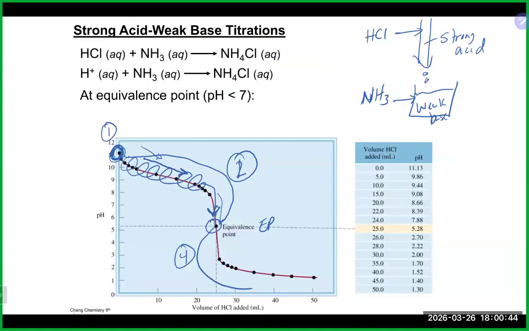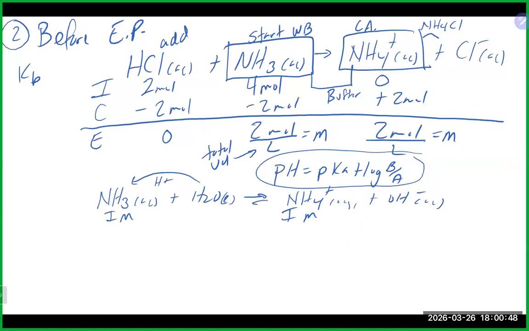All right, so that brings us to the last part of this titration, which is step number 4. And step number 4 is, again, after the equivalence point.